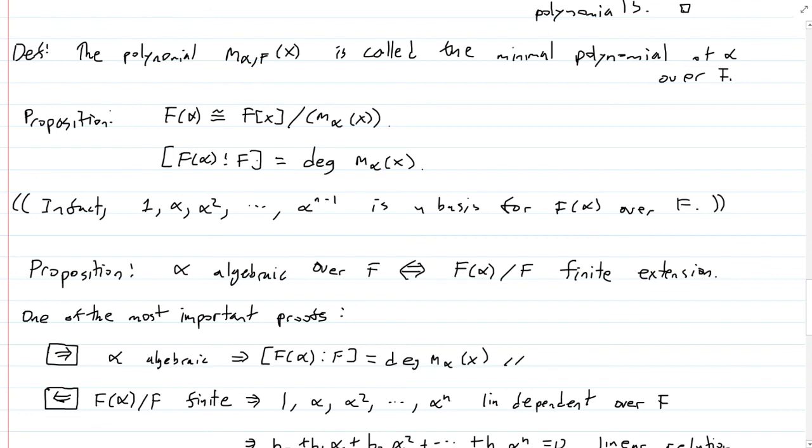the minimal polynomial. So first of all, you have that 1, alpha, alpha squared, dot dot dot, alpha to the n minus 1 is a basis for F(alpha) over F. And then you have here n elements, right?